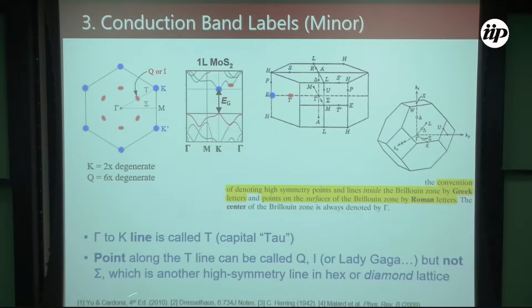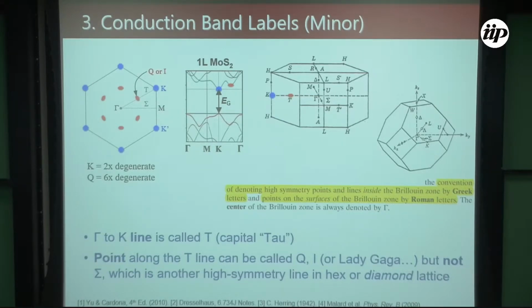If you look at the original group theory papers, that's the gamma point, fine, we all agree. That's the K point, so far so good. The line between them is called the tau line. The tau line, that's a capital T, but it's actually tau because the convention, and again, I'm learning this from textbooks, is that the lines inside the Brillouin zone are Greek letters. Inside the Brillouin zone, Greek letters. So that's a capital T for tau. This, by the way, is a capital sigma.